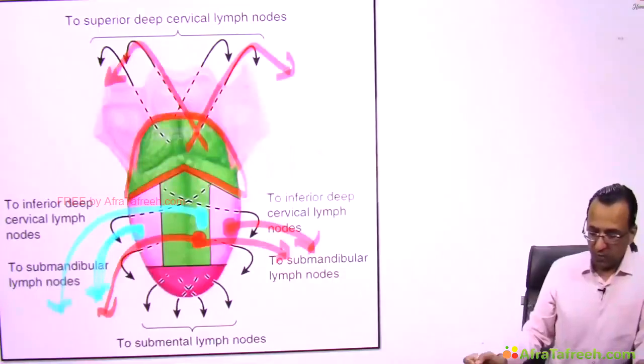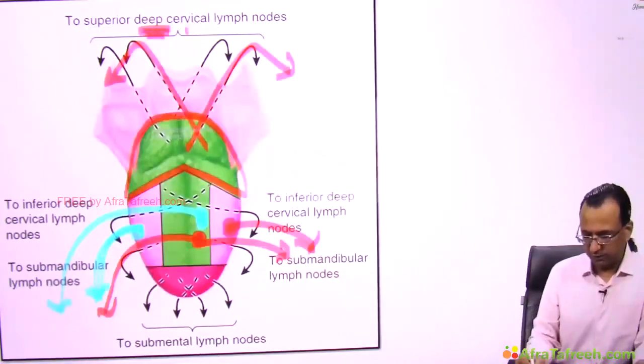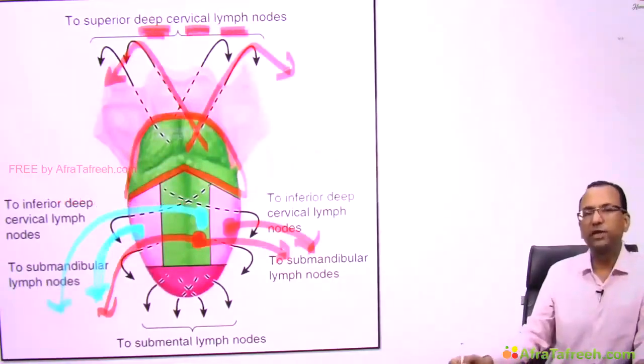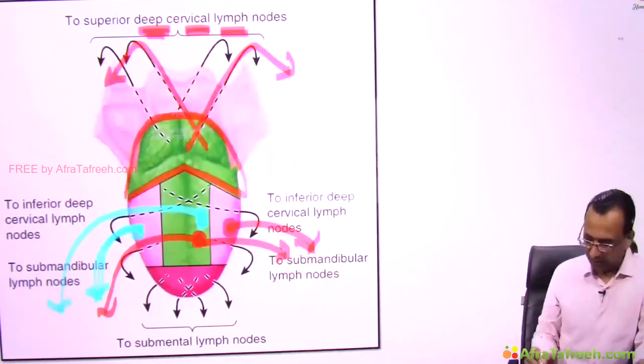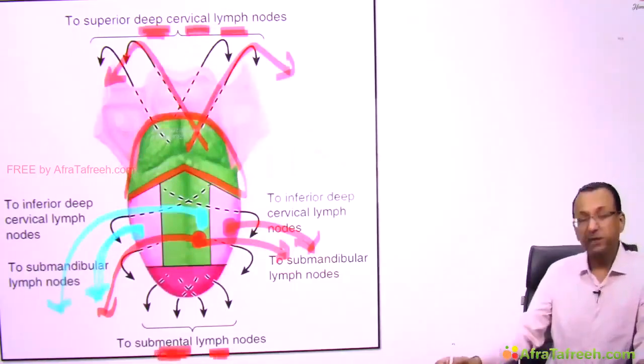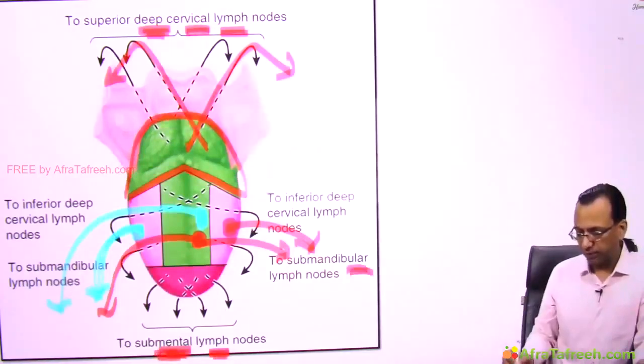Now, where is it going? Of course, deep cervical. All the lymph nodes ultimately drain to deep cervical lymph nodes. Tip of tongue draining to submental. Yes, of course, tip of tongue draining to submental. Side of tongue draining into submandibular.